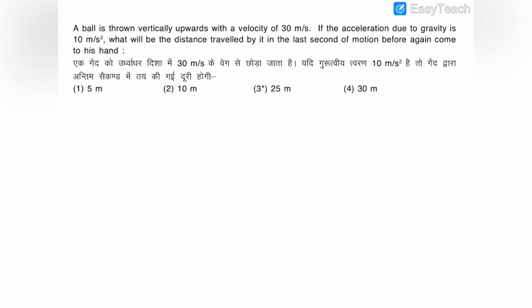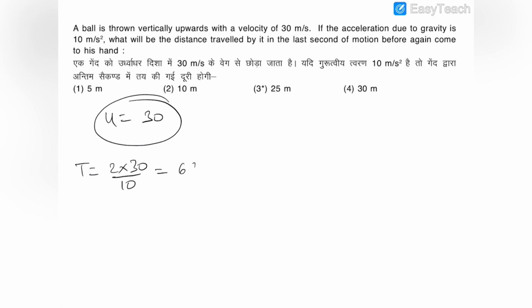So we know that if the initial velocity is 30, then the total time of flight of the ball will be 2 into 30 by 10, which is 6 seconds. And therefore, in the last second of the motion, we can use the fact that the ball is at the top point at 3 seconds and its velocity is 0 at this point. V is 0 and time is 3 seconds, and then the ball is descending down. So the total time taken by the ball in the downward journey would be 3 seconds. So the last second of this downward journey is the third second.